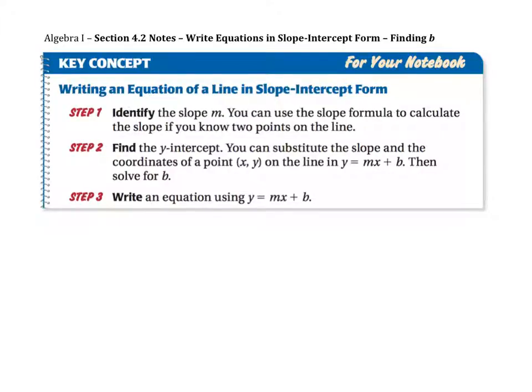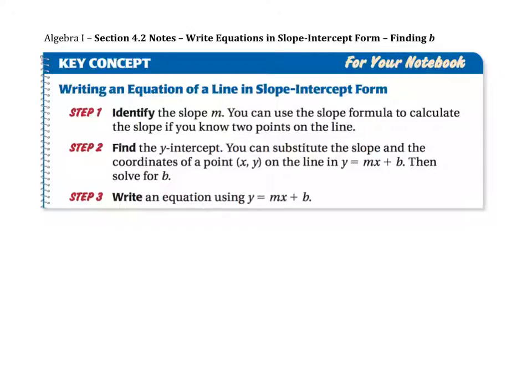Section 4.2 is writing equations in slope-intercept form, but I specifically call this the finding b section, because in the last section you were always given m and given b, or a way to look at the graph and find the m and find the b. However, in this section you'll be able to find the m and then you are not going to be given the b and you actually have to solve for it. So here is the step-by-step of how to do that.